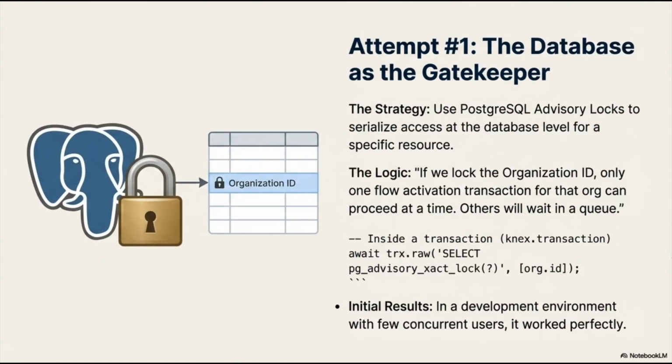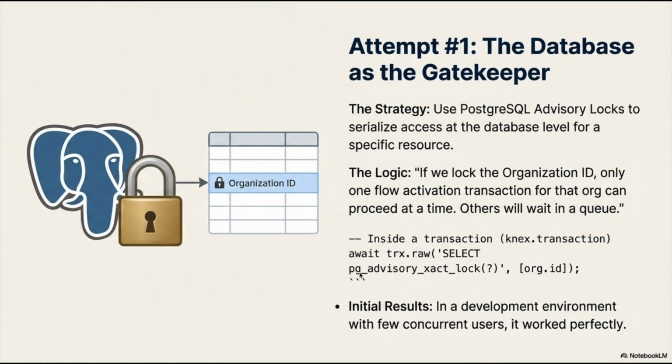To fix that, the first attempt was to use a database level lock. For Postgres, we were trying to use an advisory lock, which serializes all access at the database level for a specific resource. The logic was that if we lock the organization ID, only one flow activation transaction for that org can proceed at a time. Others will have to wait in the queue. This is already implemented in Postgres, so we don't have to do a lot, but we have to make sure we do everything within a transaction because the PG advisory lock is only allowed inside a transaction.